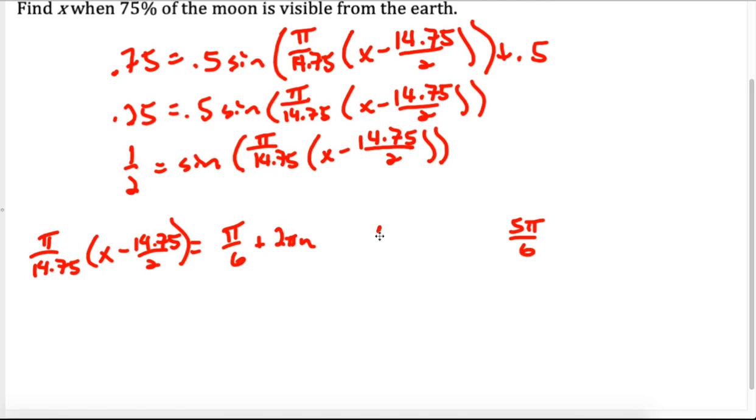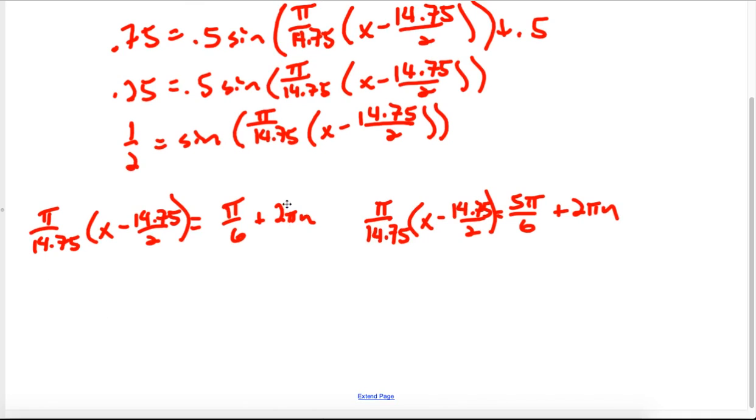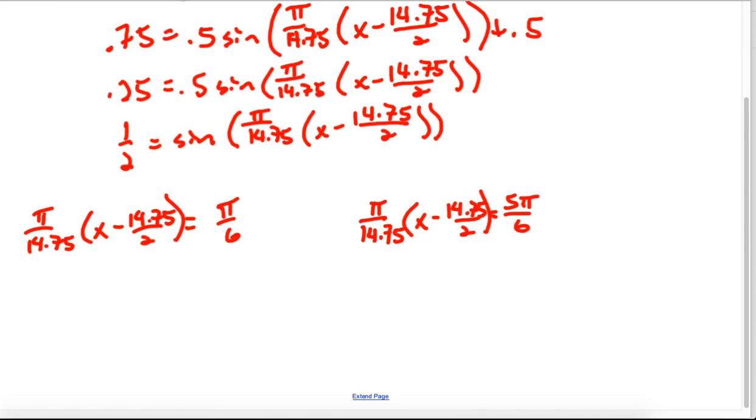Same thing over here. We'll take that whole thing that's on the inside, pi over 14.75 times x minus 14.75 over 2, set that equal to 5 pi over 6 plus 2 pi n. Okay, so now in this example, let's assume that n is equal to 0, because we're really not going to be concerned with going past our first cycle. So in this story problem, we can really eliminate the plus 2 pi n's. And now we just want to solve.